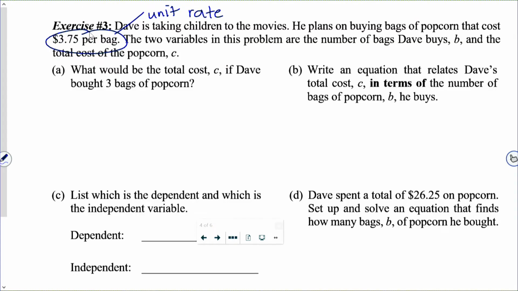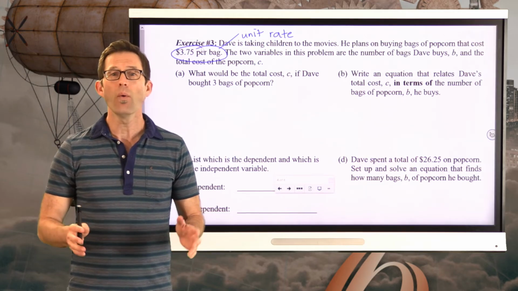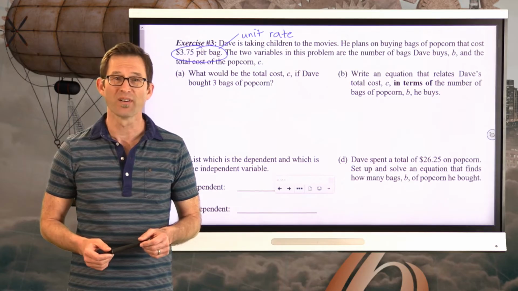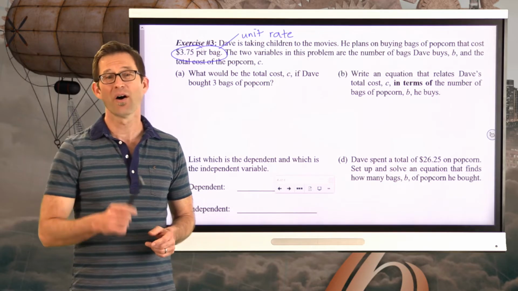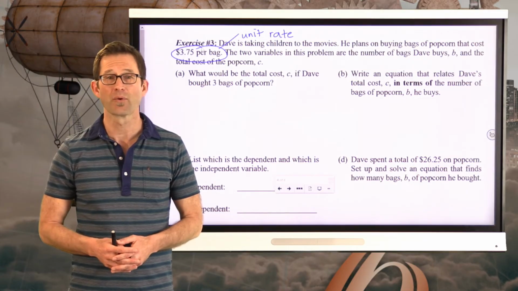The two variables in this problem are the number of bags Dave buys, B, and the total cost of the popcorn, C. All right, great. Let's take a look at letter A. What would be the total cost, C, if Dave bought 3 bags of popcorn? All right, this is pretty easy. Pause the video now and see how much Dave would spend if he bought 3 bags of popcorn.